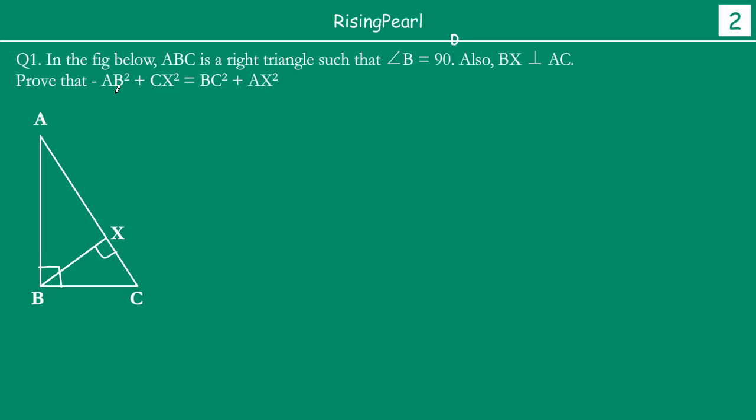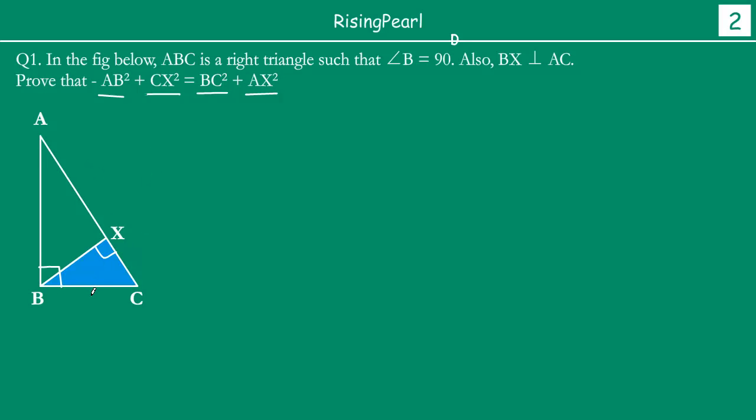So friends, this is what I was referring to as terms. So this is a term, this is a term, this is a term, this is a term. So this is our final equation we need to prove. So how are we going to get started with this type of question? Well, the first thing is we are going to focus on triangle AXC or BCX. Why? Because if you look at which terms we need, AB squared, CX squared, BC squared, AX squared.